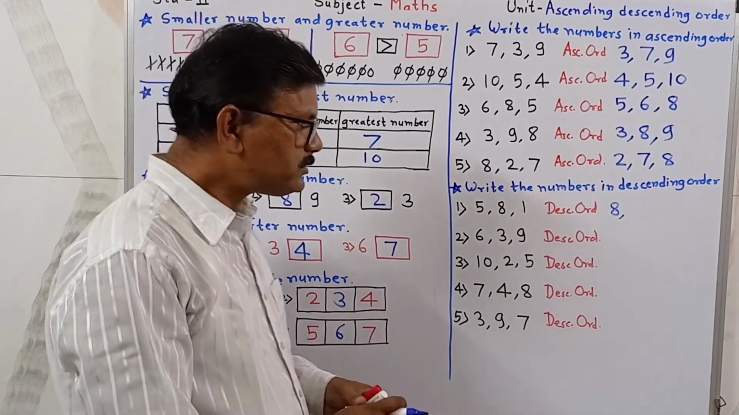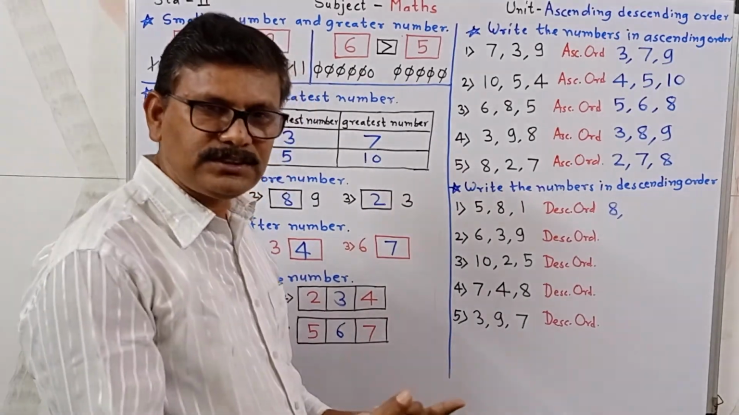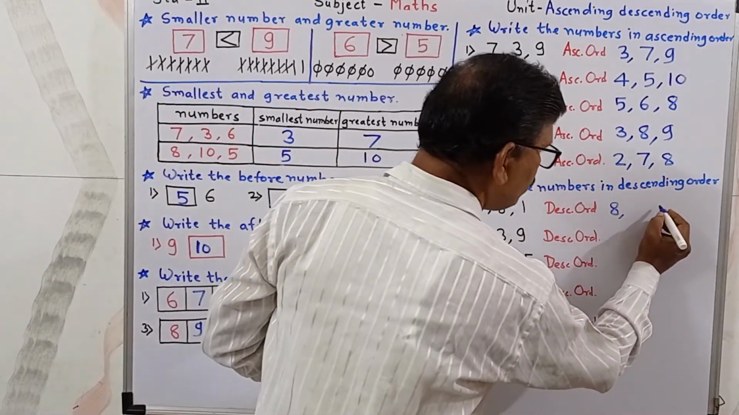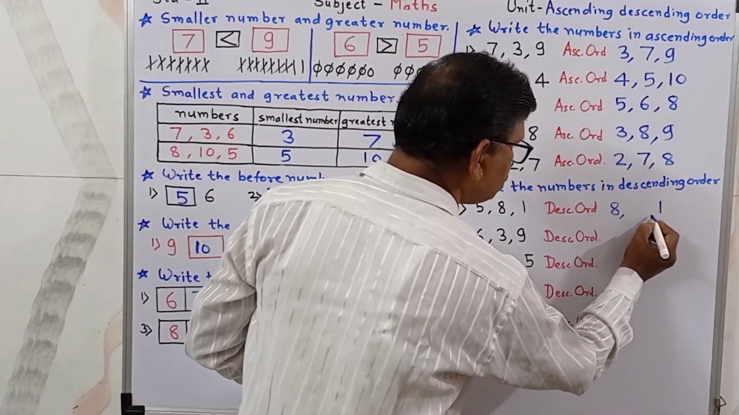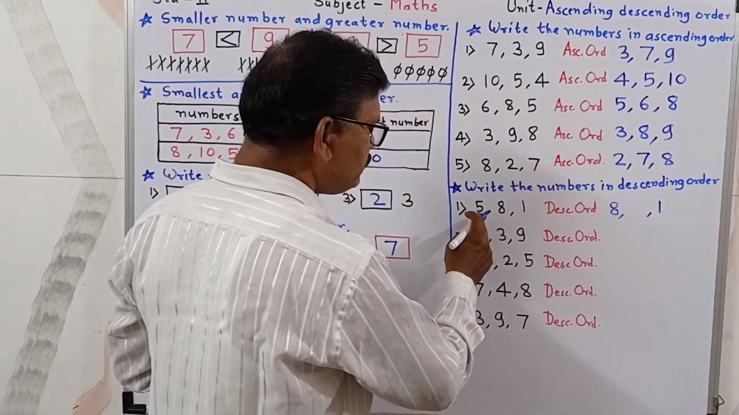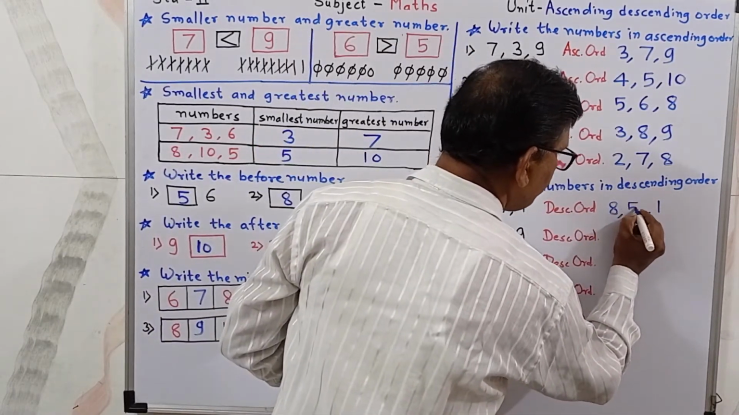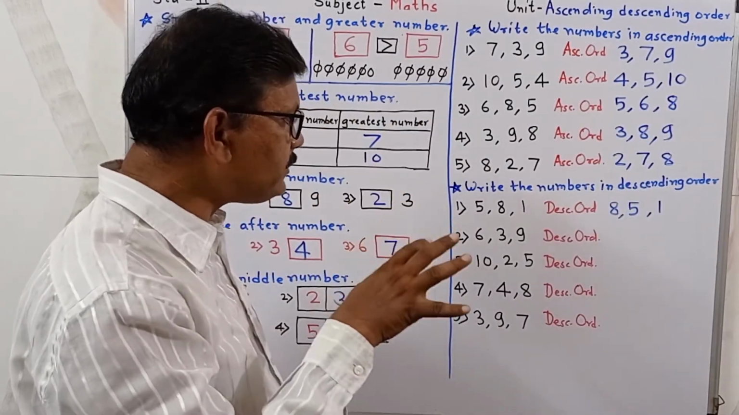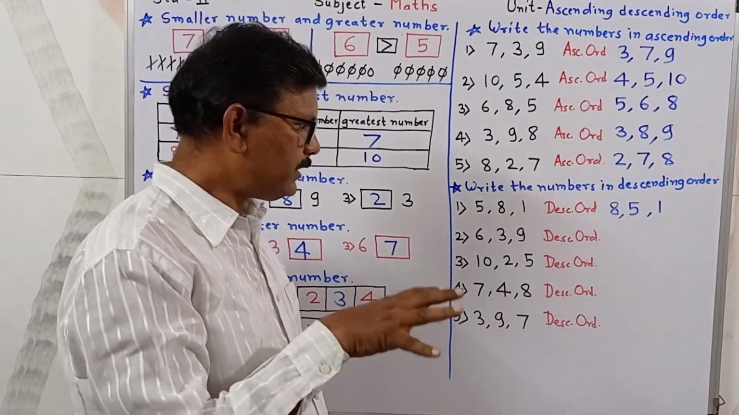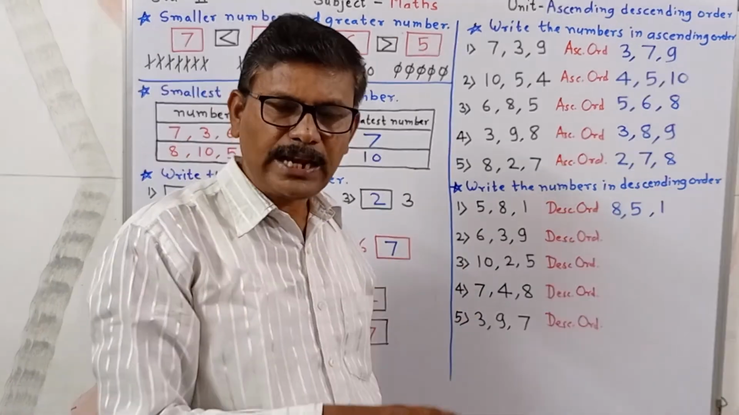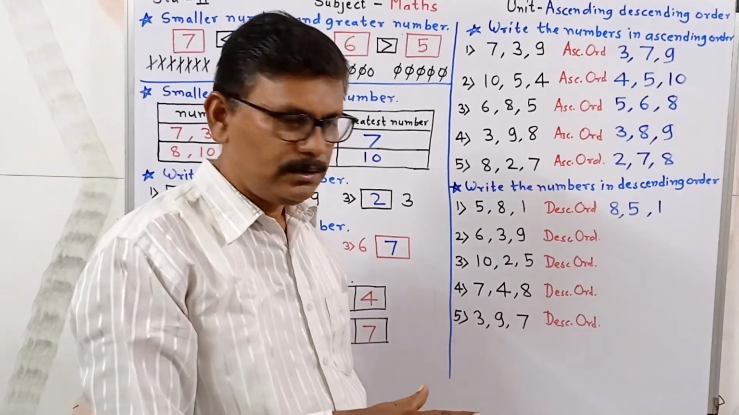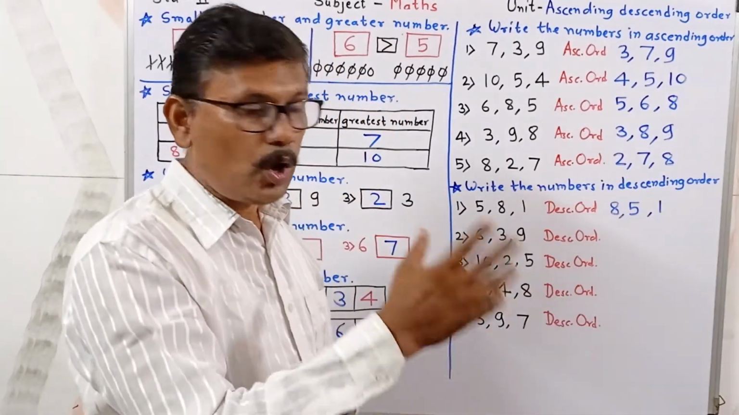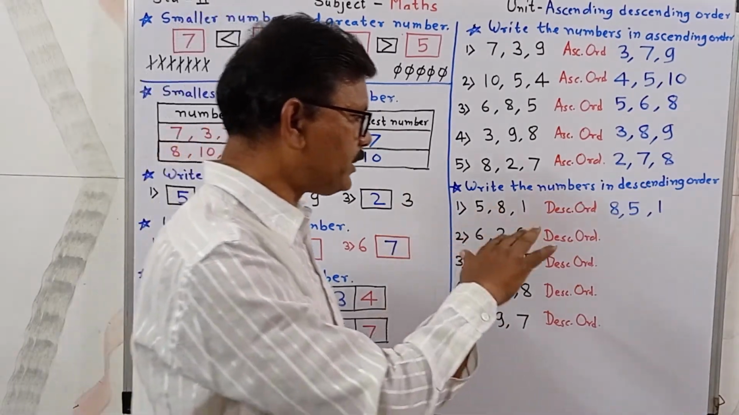And which is the smallest? The first, 1. 1 is the smallest. So we write here 1. And which is the middle number? That is 5. So when we write the descending order, we must write first the greatest number, and last the smallest number.